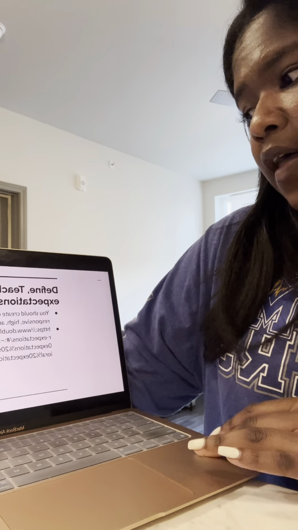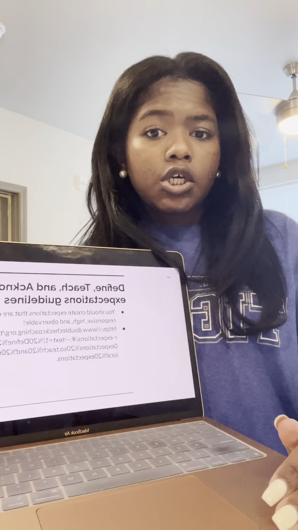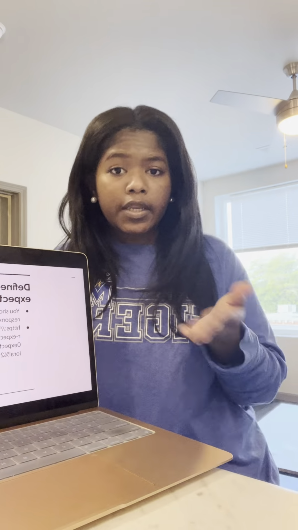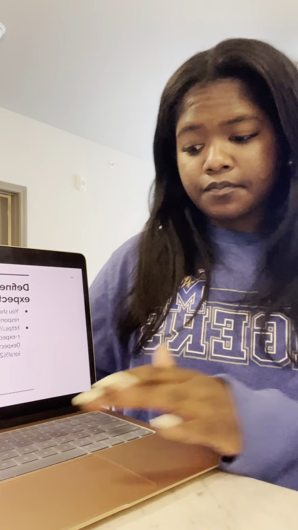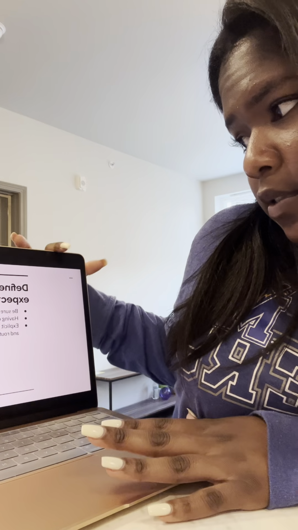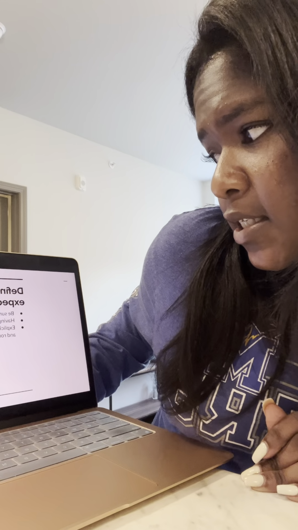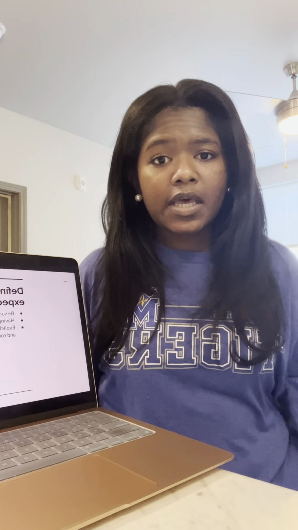And you should have guidelines that are observable, of course. So guidelines that you can observe and monitor, so you can know and you can tell them and redirect them. The next guideline, be sure to consistently express and enforce these expectations.